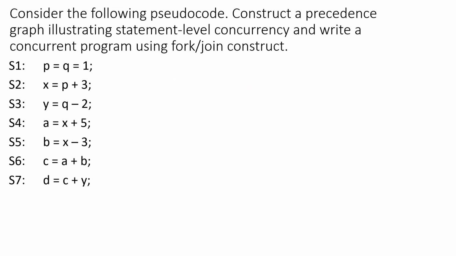So here is the question. Consider the following pseudocodes. We are given these 7 statements. We want to construct a precedence graph illustrating statement level concurrency. And then using that precedence graph, we wish to write a concurrent program using fork and join. Okay, so let us draw the precedence graph first.